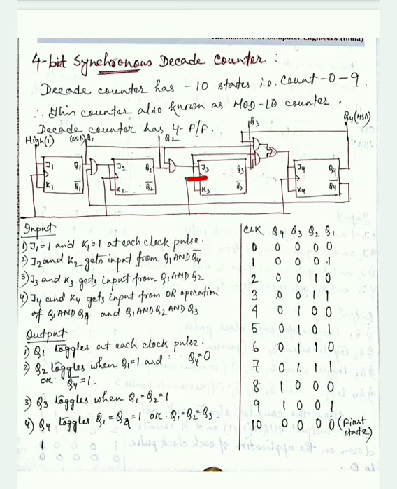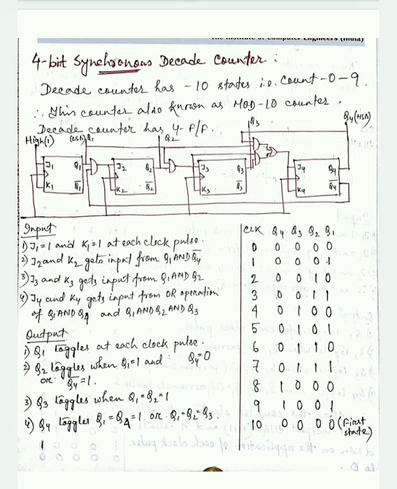Now for J3 K3, what will be the input of this AND gate? The input of this AND gate is Q2 and Q1. So Q3 toggles when Q2 and Q1 are 1.